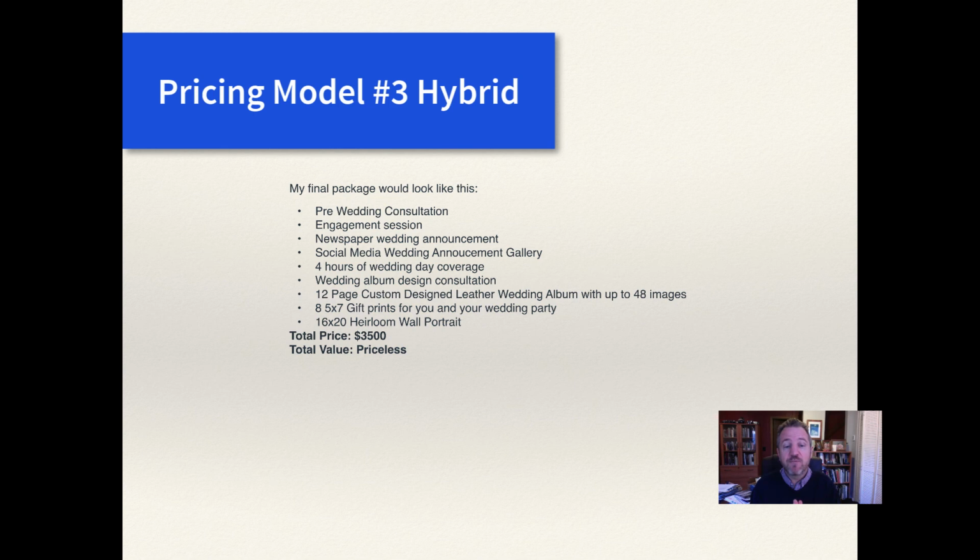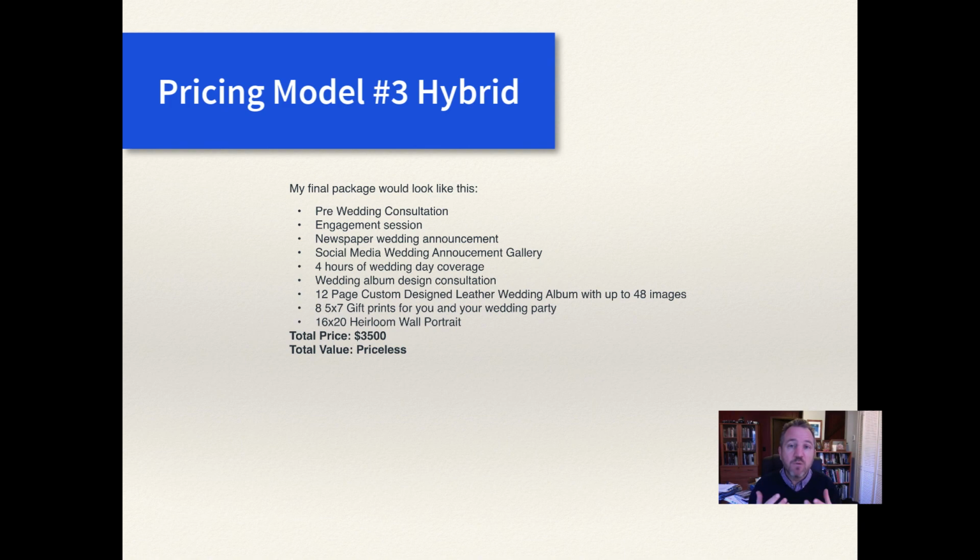8 5x7 gift prints for the wedding party and the bride and groom, as well as a wall portrait, an heirloom 16x20 wall portrait for $3,500. Now, I will tell you that actually sounds really competitive in the marketplace, and I would be able to sell that pretty easily, particularly if you go to the Wedding Knot and look at typical sales prices.